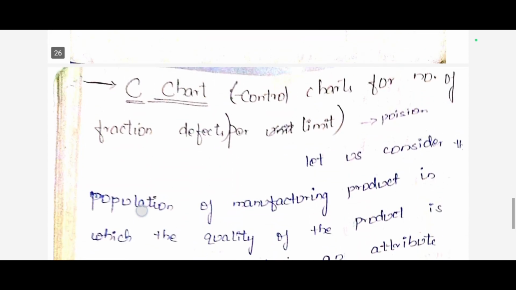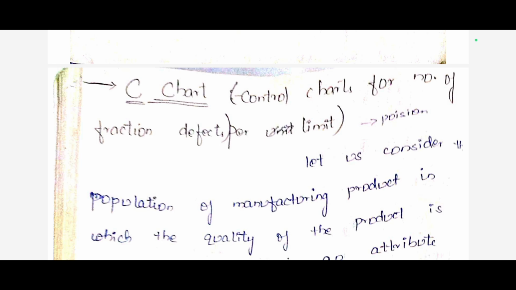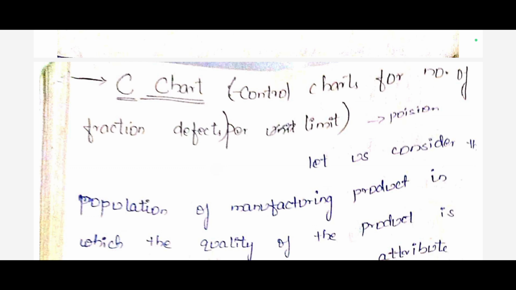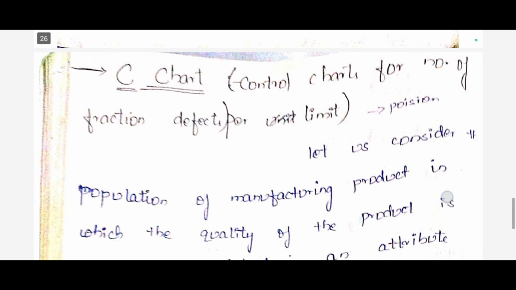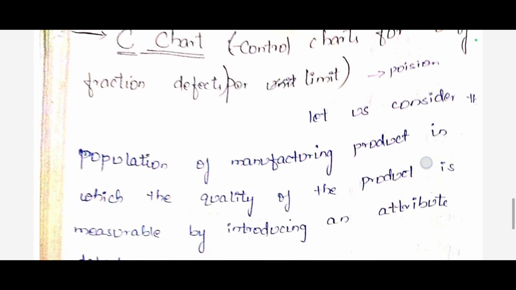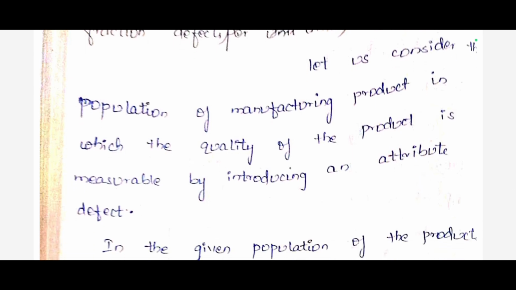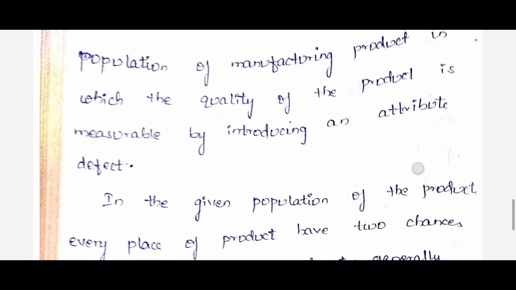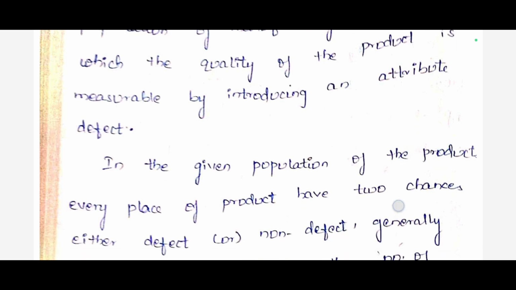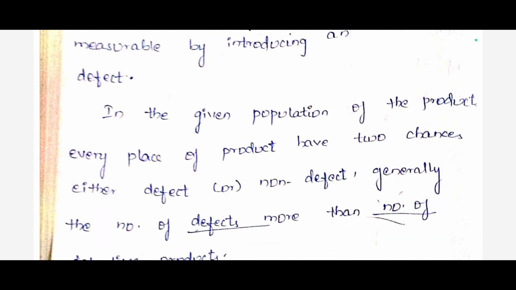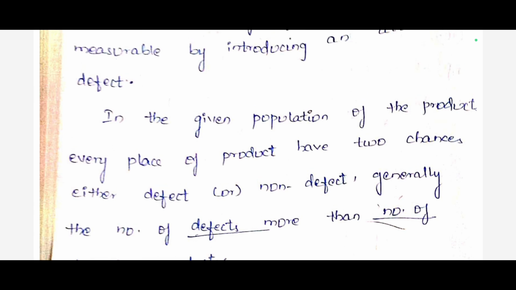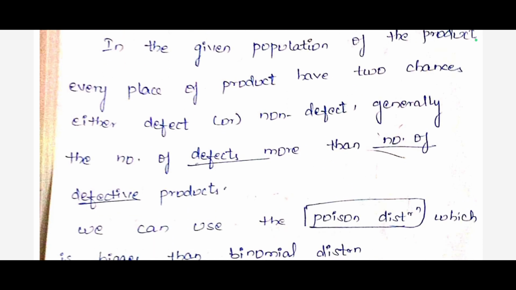The next chart is the C chart. What is a C chart? It is one of the control charts for attributes, and we are learning the C chart here. Let us consider a population of manufacturing a product in which the quality of the product is measurable by introducing an attribute, which is a defect. In the given population, every piece of a product has two chances, either defective or non-defective. Generally the number of defects is more than the number of defective products.